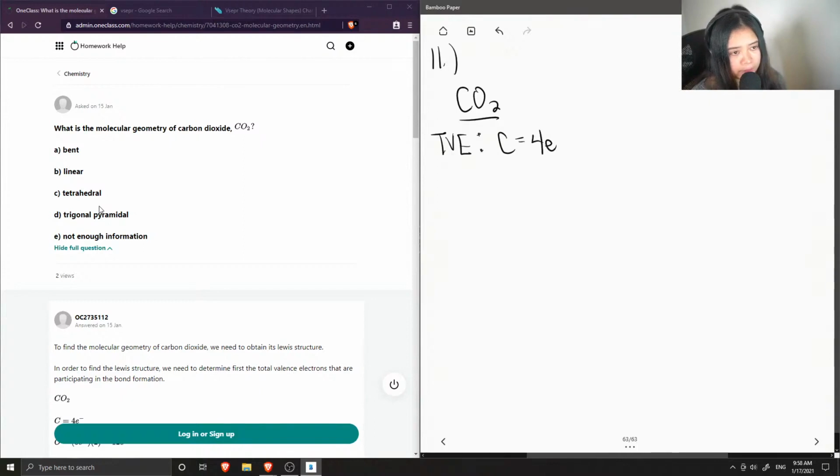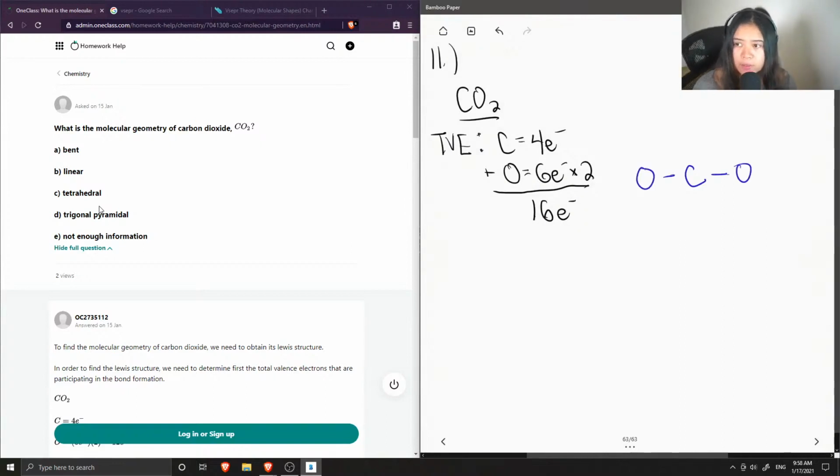Carbon has 4, and oxygen has 6, and we multiply this by 2 since there are 2 oxygen atoms, and you should end up getting 16 valence electrons. So now let's draw carbon as our central atom. And if we were to just draw 2 single bonded oxygens, you'll notice that carbon doesn't have a full octet yet, so these will both be double bonded. And then I'll just draw in my lone pairs on the oxygens.